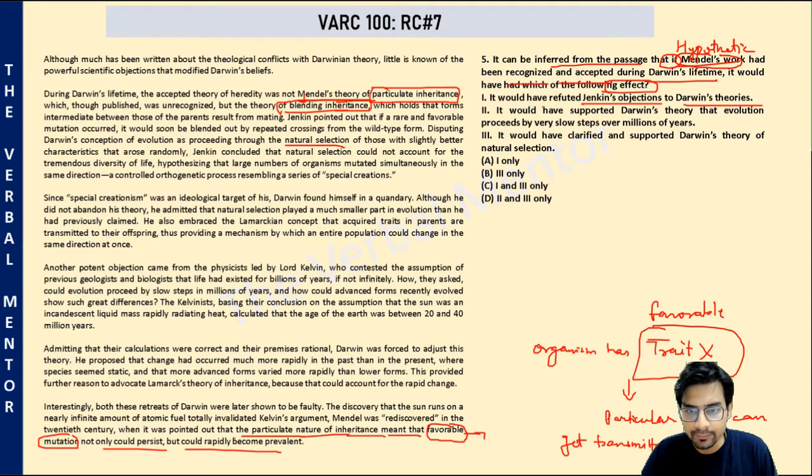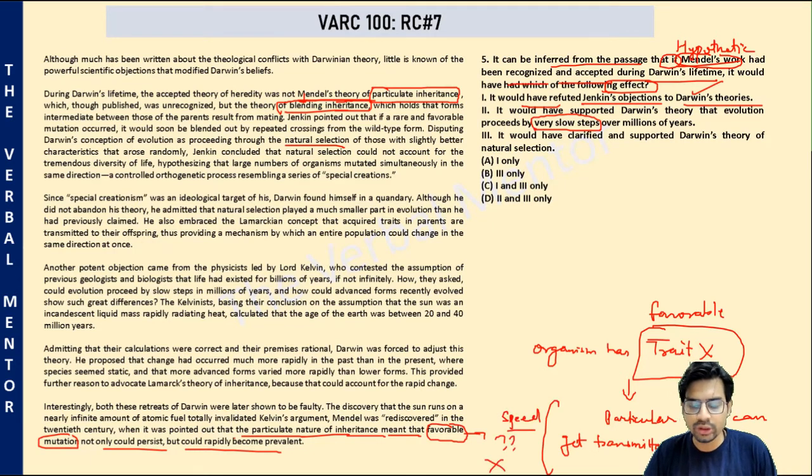So option 1 is correct. If Mendel's theory were right, it would have refuted Jenkins' objection to Darwin's theory. This part is correct. Option 1 is correct. Option 2: it would have supported Darwin's theory, Mendel's theory would have supported Darwin's theory that evolution proceeds by very slow steps. Now wait, Mendel's theory does not talk about speed at all.